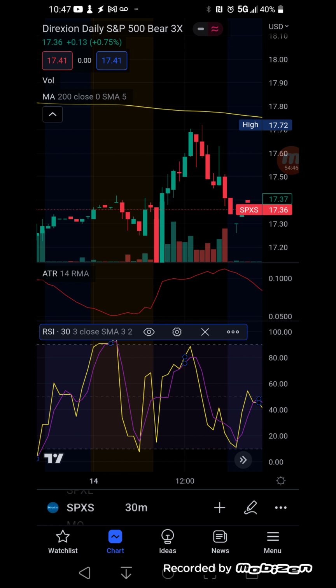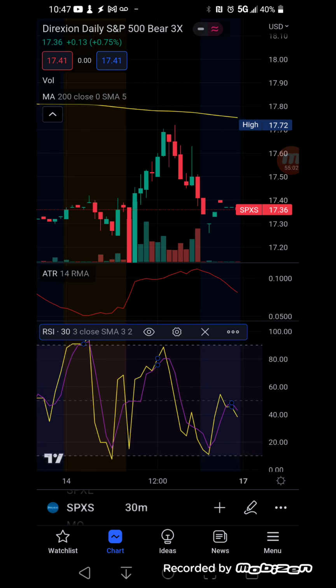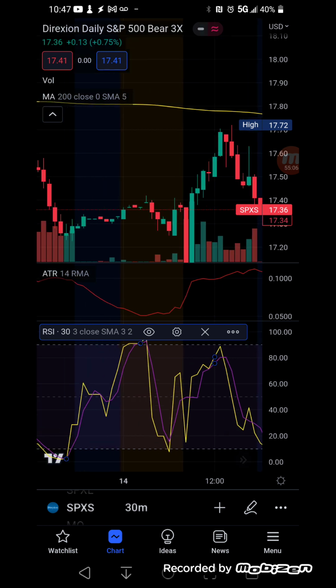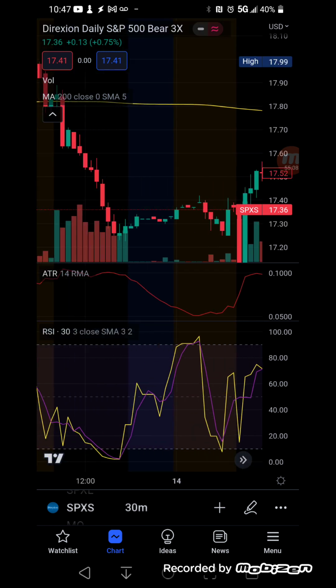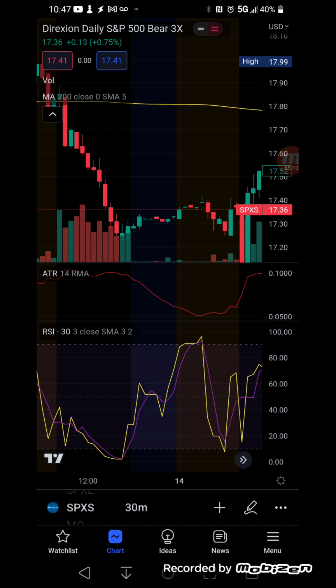It doesn't happen like that all the time. It can be that. But this is a good indicator that tells you when it basically reaches the oversold point. Okay. I don't know what else to say. It just works.